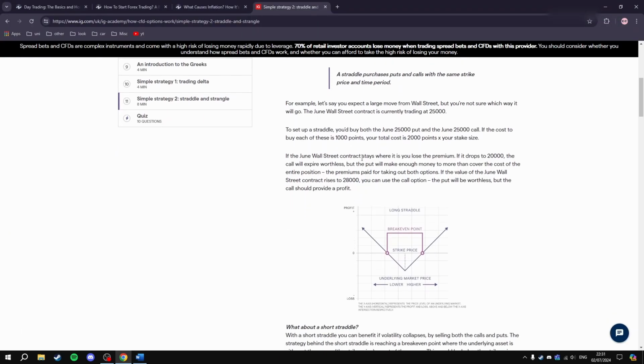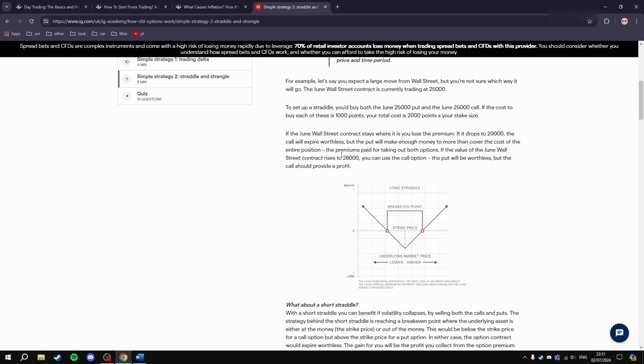A straddle purchases puts and calls with the same strike price and time periods. For example, let's say you expect a large move from Wall Street, but you're not sure which way it will go. The June Wall Street contract is currently trading at 25,000. To set up a straddle, you buy both the June 25,000 put and the June 25,000 call. If the cost to buy each of these is 1,000 points, your total cost is 2,000 points times your stake size.